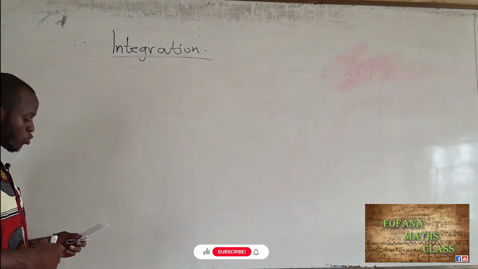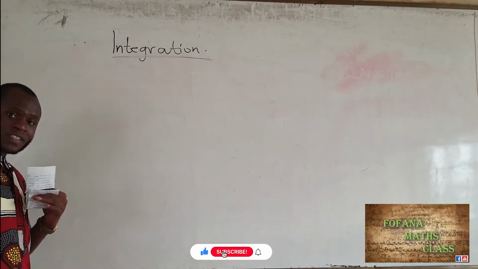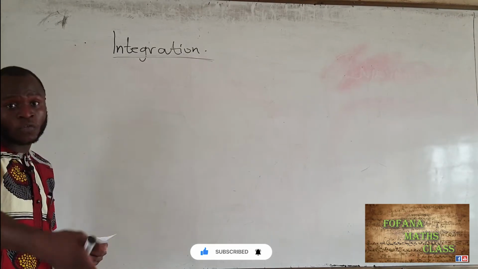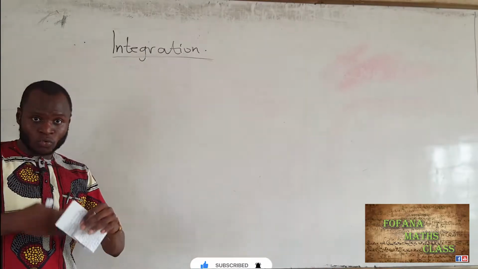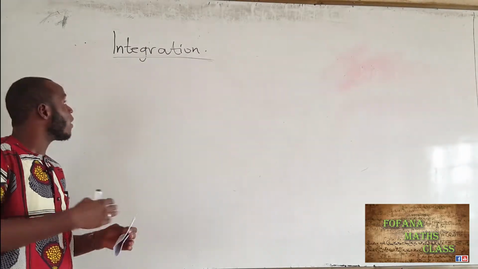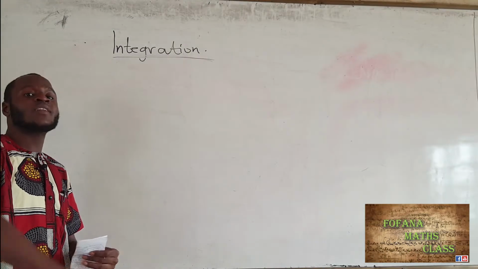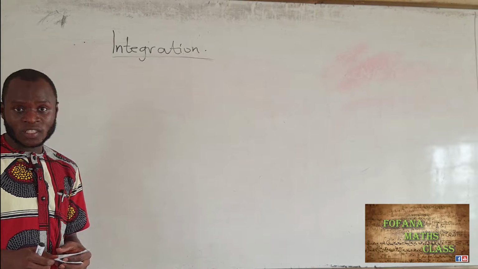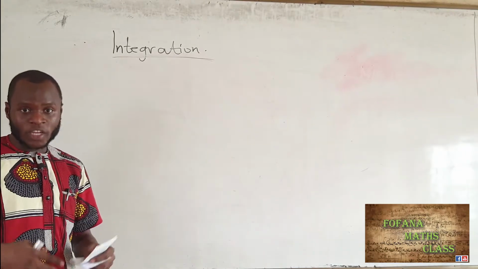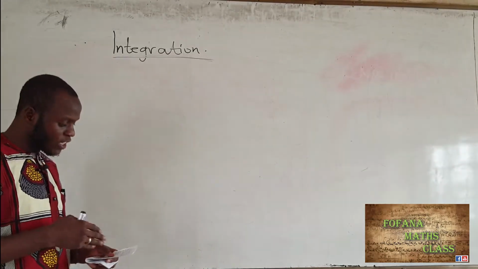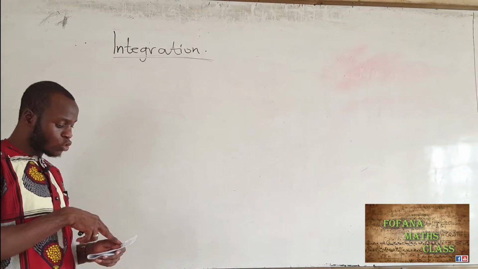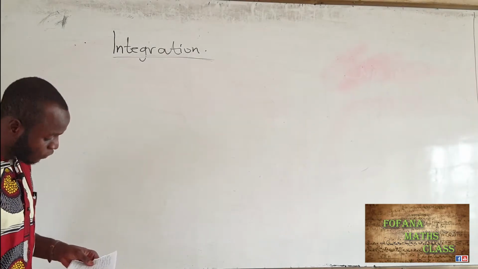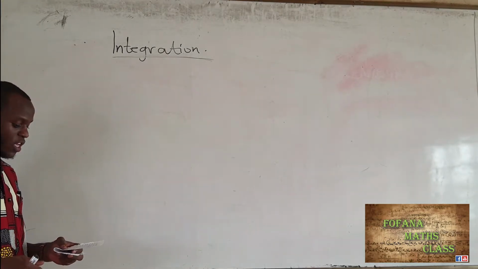Now, integration is the process of reversing differentiation. If you have something in the differentiation form and we are reversing that expression, we use the process called integration to reverse an expression in differentiation form back to the original expression. The process of integration reverses the process of what? Differentiation, which I said earlier. The process of finding a function from its derived function is called integration.